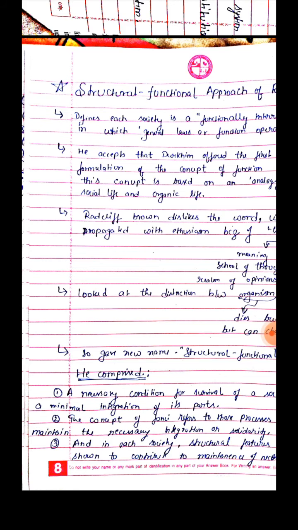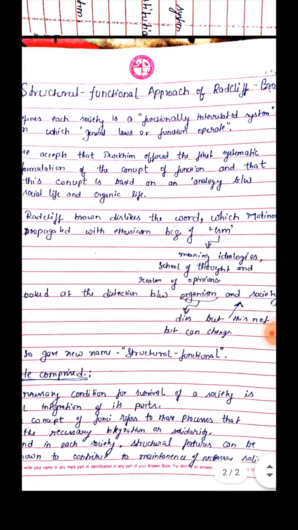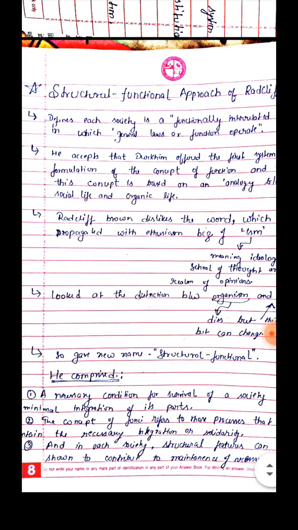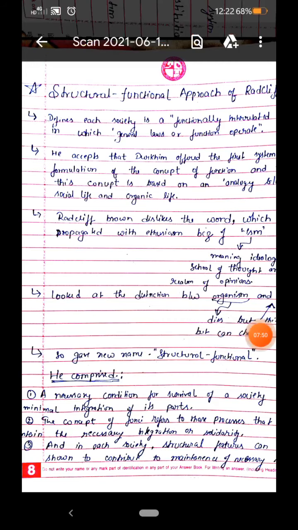And the third is, in each society structural features can be shown to contribute to the maintenance of necessary solidarity. Means structural features can be shown to contribute to the maintenance of necessary solidarity. Solidarity means what? Solidarity means the support of one system, one group to another group. And so if one group of a society supports another group, then for the maintenance of that necessary condition, the structural features can be shown. Okay, we can take the help of structural features.